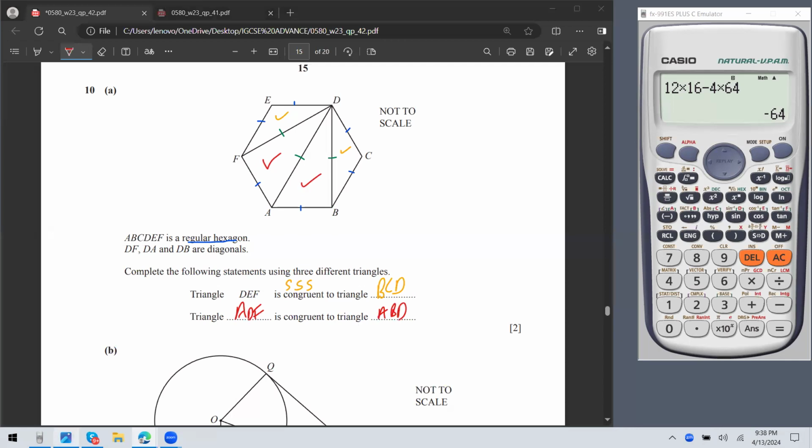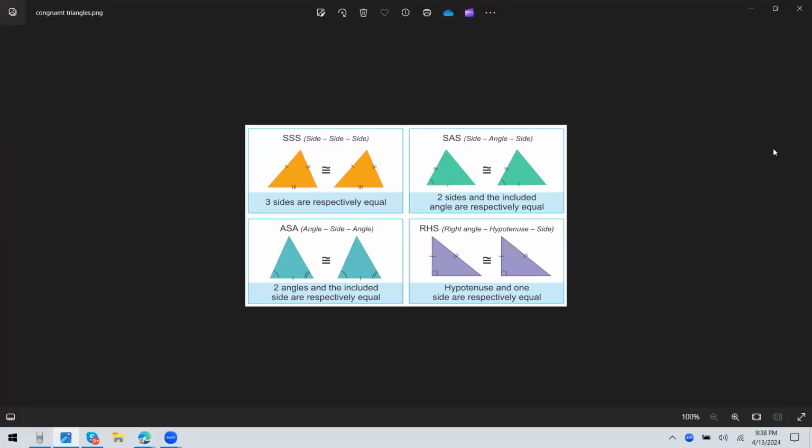Just to revise, for congruency there are four kinds of rules. Either all sides are equal, SSS, or two sides are equal and their included angle is equal, SAS. Third one, a very interesting one, ASA: one side and the adjacent angles are equal. And the last one is especially for right angle triangles, RHS: right angle, hypotenuse and one side equal.